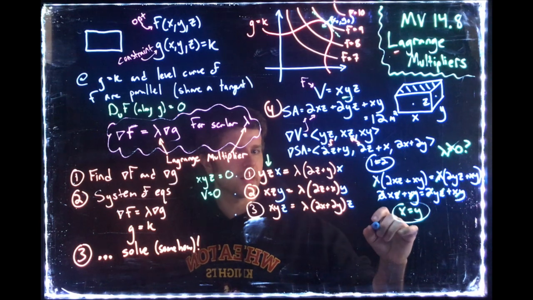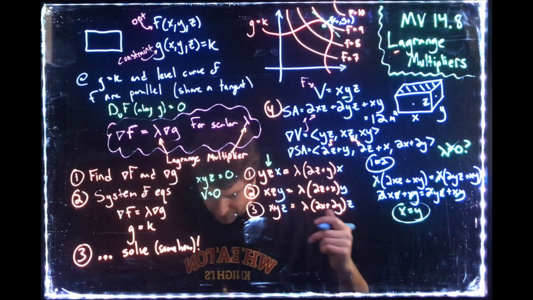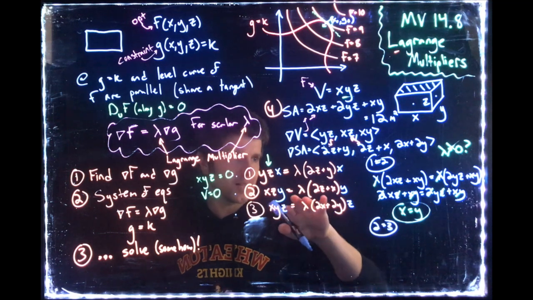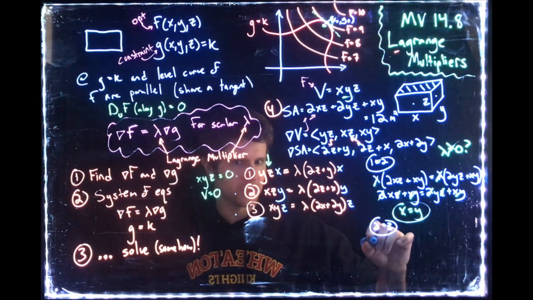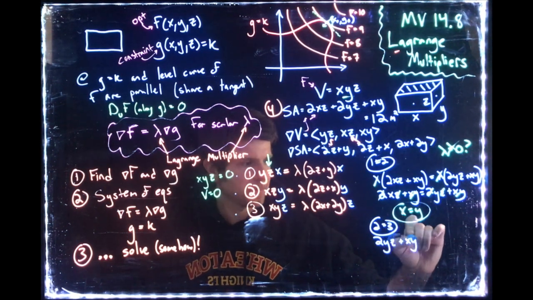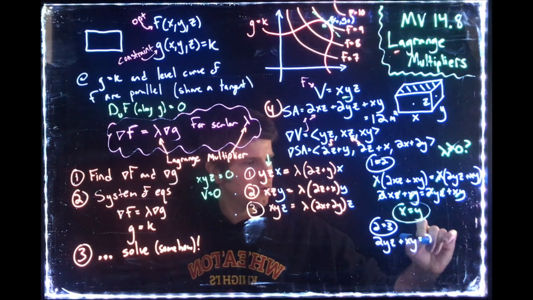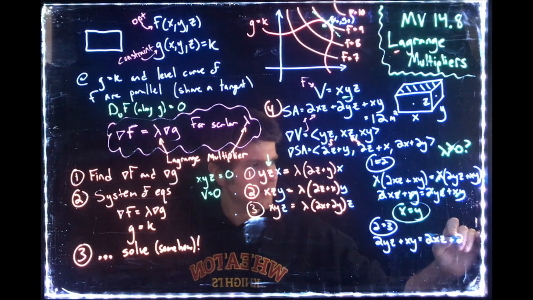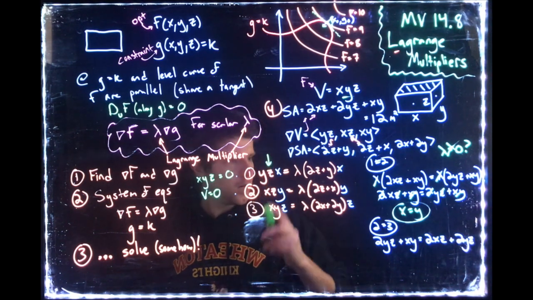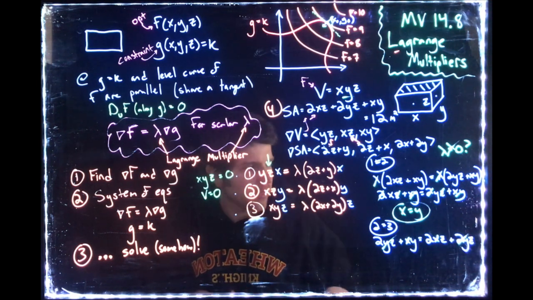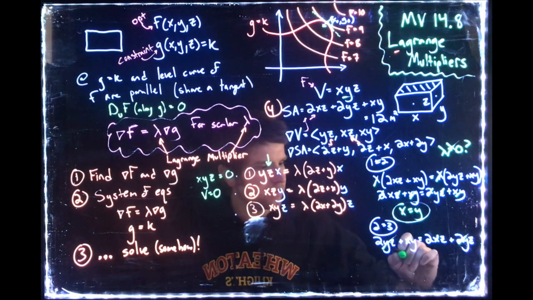If I repeat this and I look at, say, equation 2 and equation 3, I'm just going to get rid of my lambda right away to save space. I'm going to get 2yz plus xy equals 2xz plus 2yz. My 2yz's cancel out, my x cancels out, and I end up with y equals 2z.